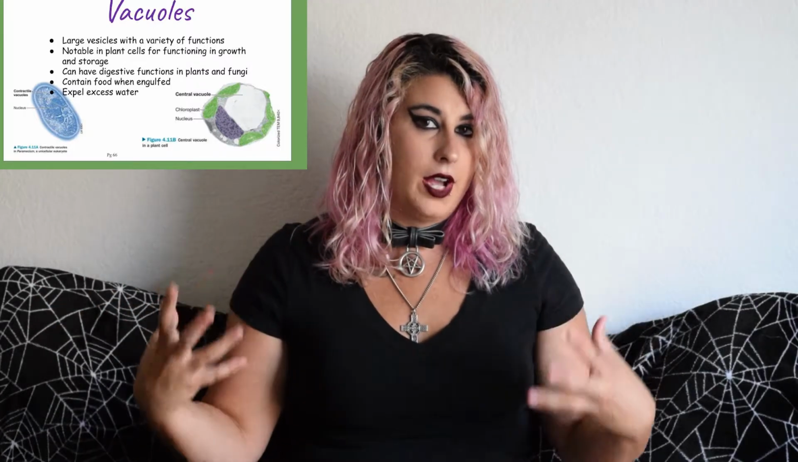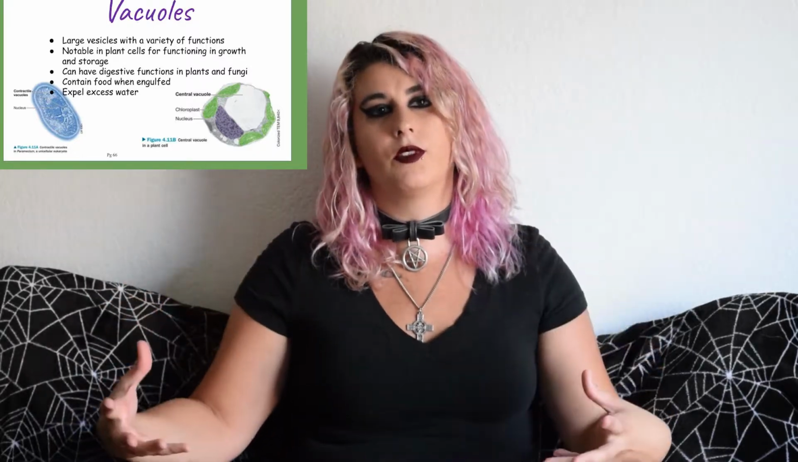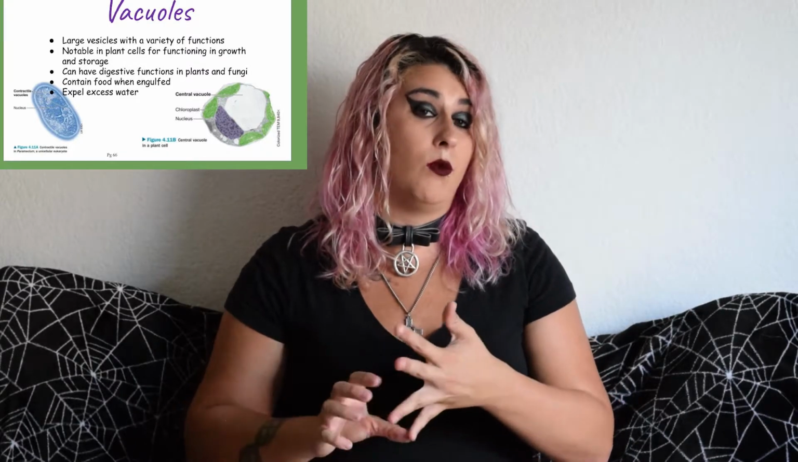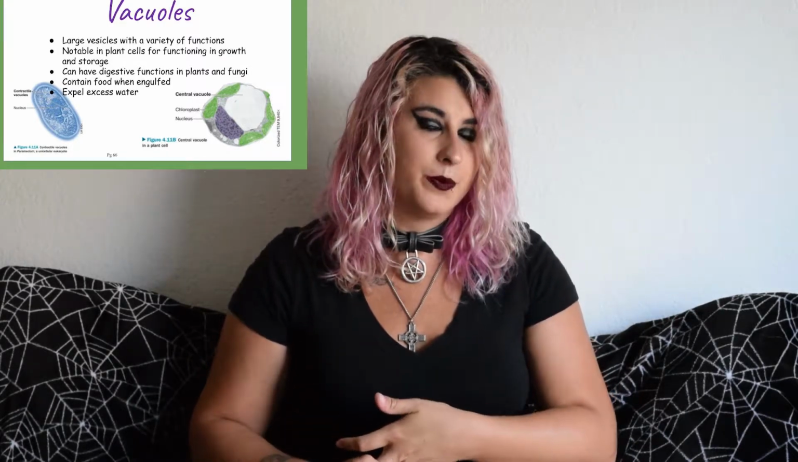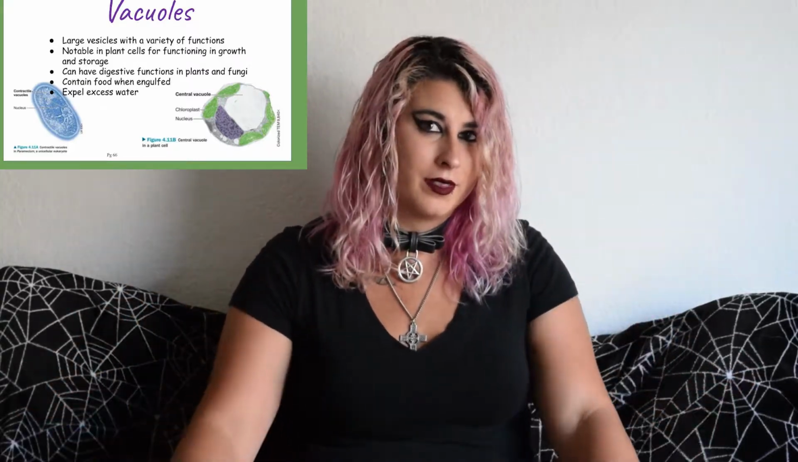So vacuoles are basically these big pockets that have many different functions. A lot of times it has to do with storage of water and other chemicals and waste, whatever needs to be stored. The last thing we're going to talk about today are peroxisomes.